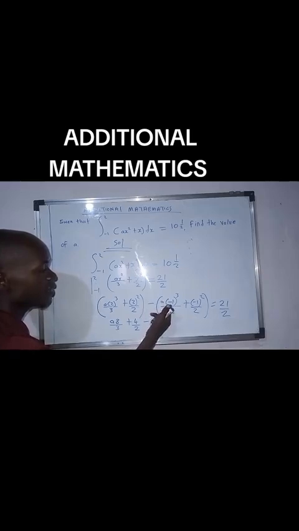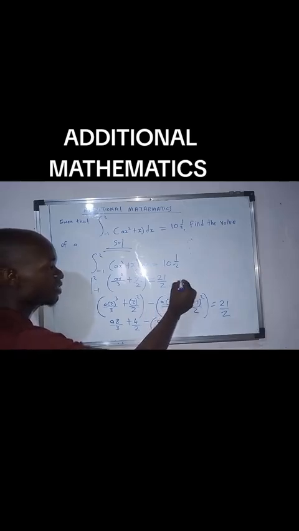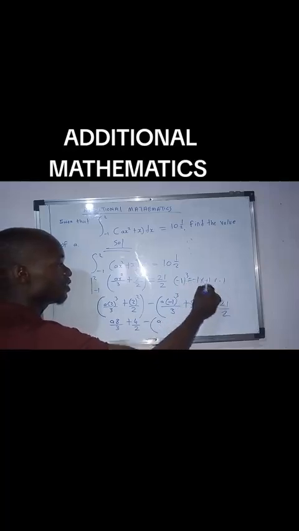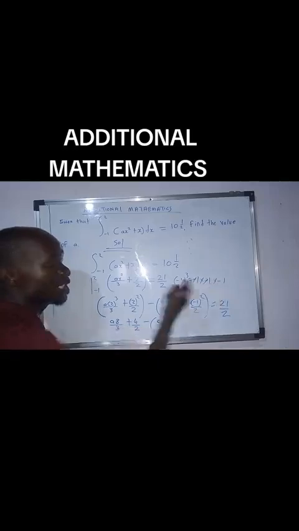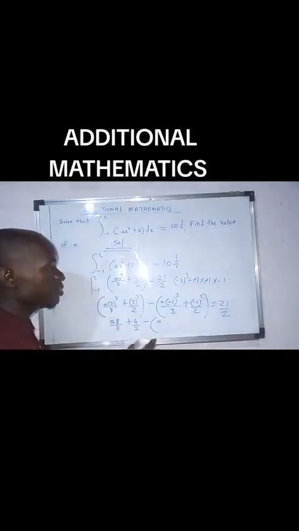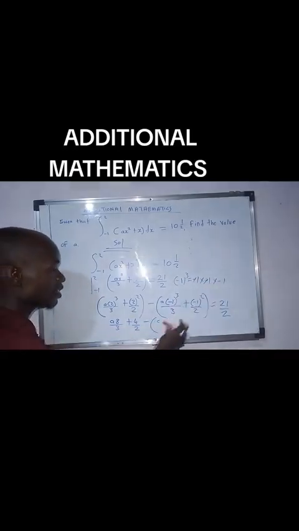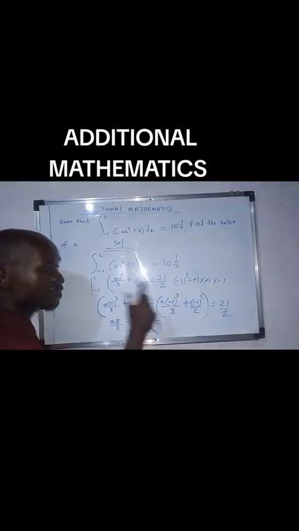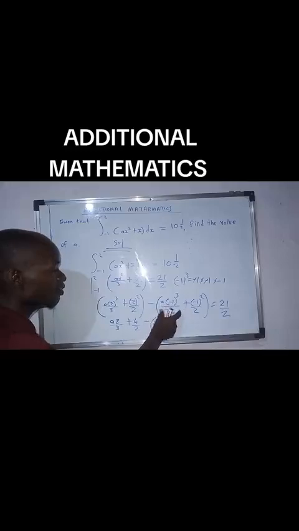Then what is negative 1 to the power 3? Negative 1 to the power 3 is the same as negative 1 times negative 1 times negative 1. This will be positive, but there will be one negative which will be left. Then 1 times 1 times negative 1 is negative 1. Negative 1 times a is negative a, then over 3.